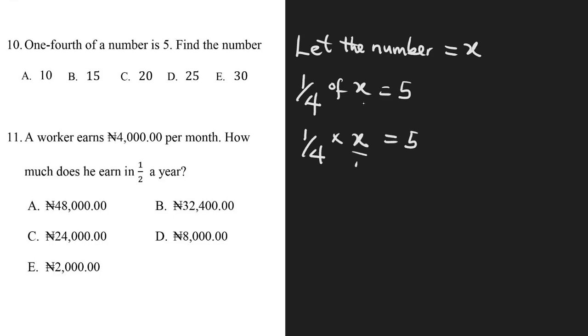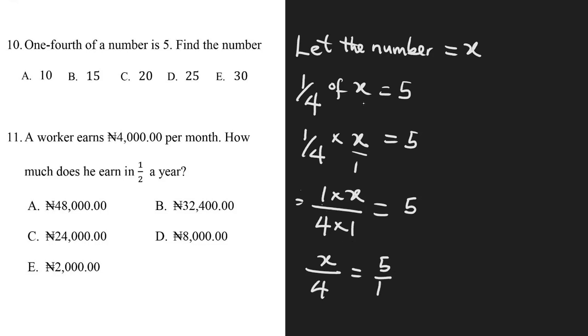So balance 1 with 1, we can multiply this one by saying 1 times x over 4 times 1 is equals to 5. Which is same as 1 times x is x over 4 times 1 is 4, is equals to 5.